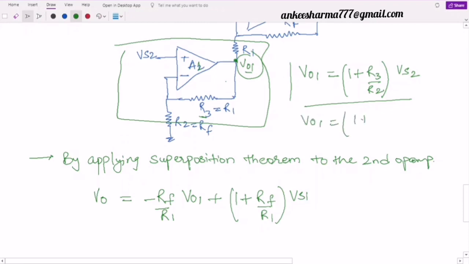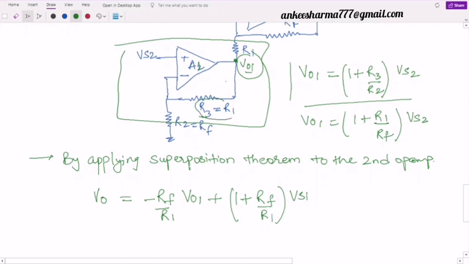equal to 1 plus, what is R3? R3 is equal to R1, so it is R1 upon, and what is R2? It is equal to RF. It is 1 plus R1 by RF of VS2. So don't get confused with this, that why I am taking here 1 plus R1 by RF, although it is a non-inverting case, so it should be 1 plus RF by R1. Definitely it is 1 plus RF by R1, but the feedback resistor over here I am using is R3.